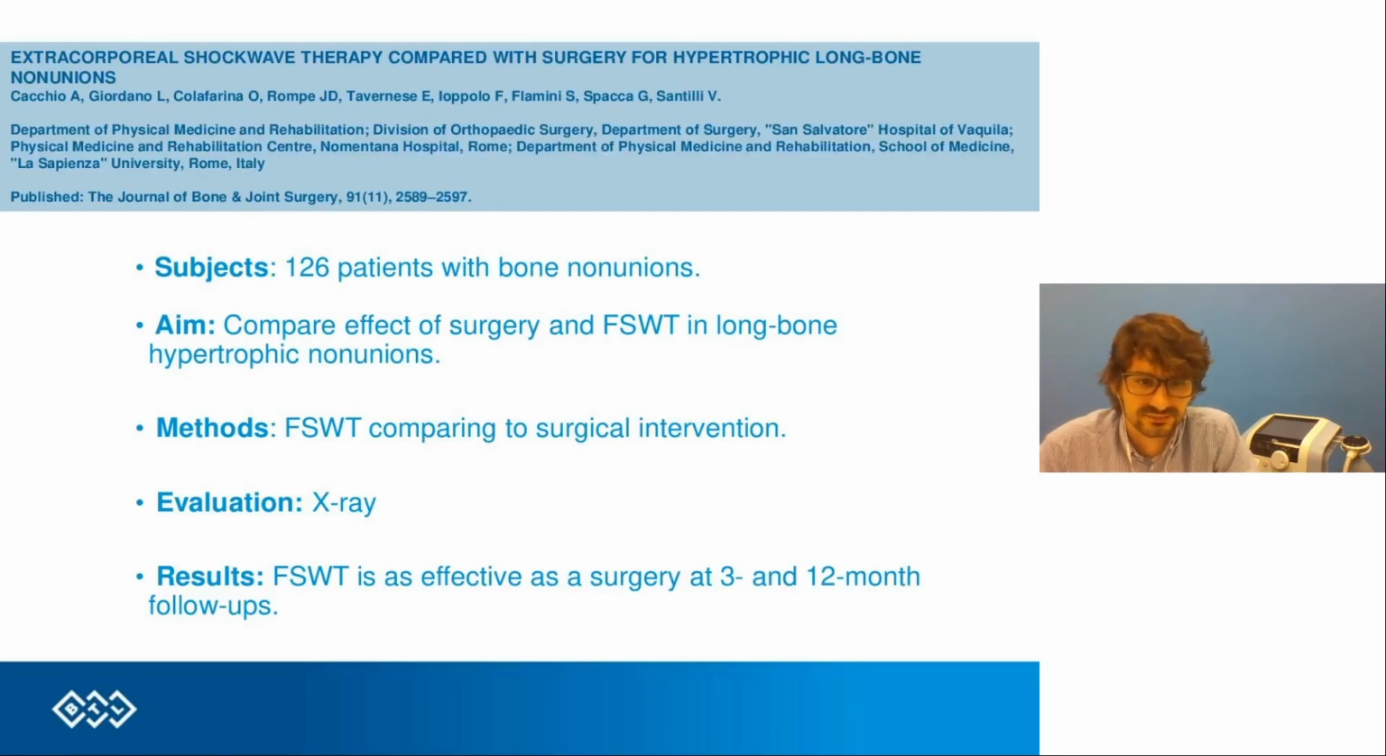The first study that I have here was done with 126 patients, and it concerns bone non-unions. This one was done with the focus shockwave device, and basically they were comparing the effect of surgery with the effect of the focus shockwave without performing surgery on the non-unions. They put patients into two groups: one they treated with surgery without shockwave, the other they treated with shockwave without surgery. And then they looked at the results in a follow-up of 3 to 12 months.